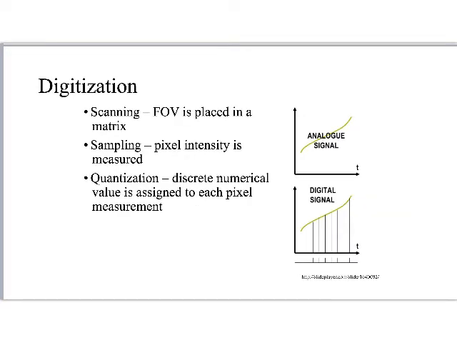So digitization basically has 3 steps that occur. First, scanning of the area. So the field of view is placed in a matrix. The area that's been sampled is going to be scanned to the matrix, and then sampling. And that means that at each level at which information was inputted on the image receptor, we are going to assign that a pixel value, some intensity number. And finally, we're going to quantify that. So we're going to move from this analog signal to a digital signal which has discrete numerical values that are assigned to every single pixel.